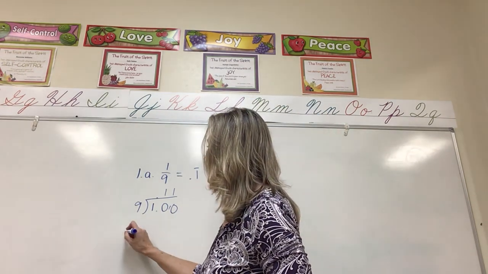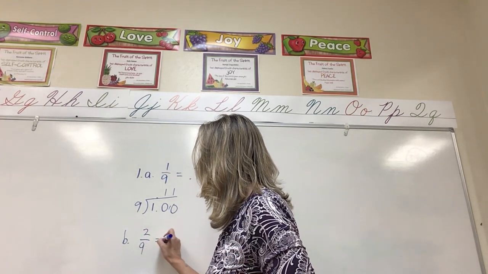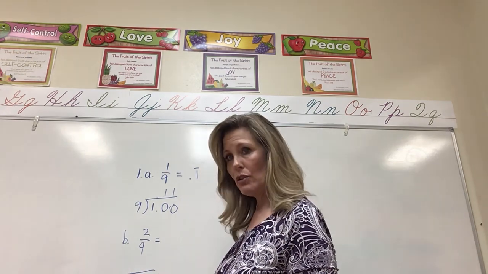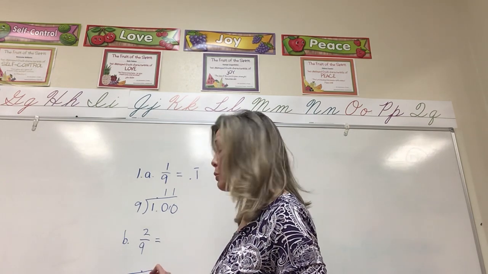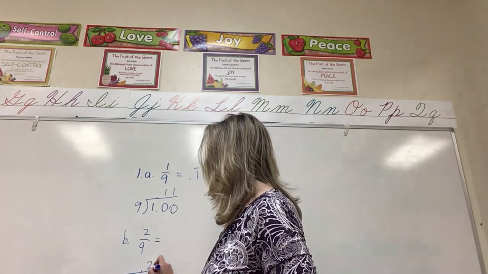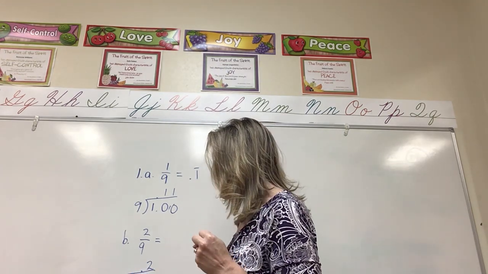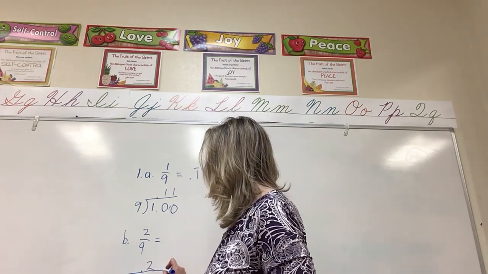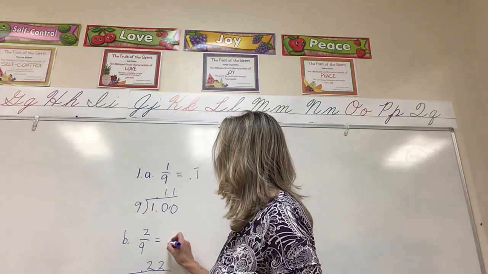All right, let's look at letter B. Letter B says 2/9. Okay, so that's 2 divided by 9. 9 can't go into 2, so again I'm going to annex my decimal and my first 0. 9 into 20 goes twice. 2 times 9 is 18. I have 2 remainders, so let's annex another 0 and put the 2 in front of it. I can already see a pattern because this is 2020 already. So I'm going to 9 into 20, 2. Okay, I have a repeating decimal of 0.2.